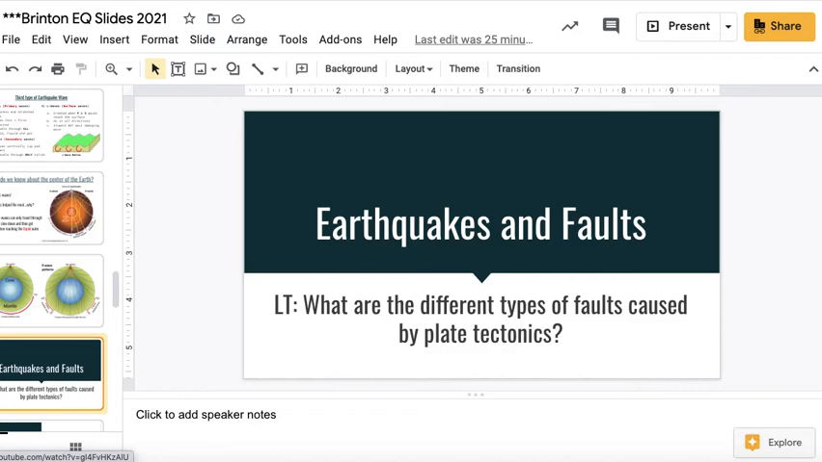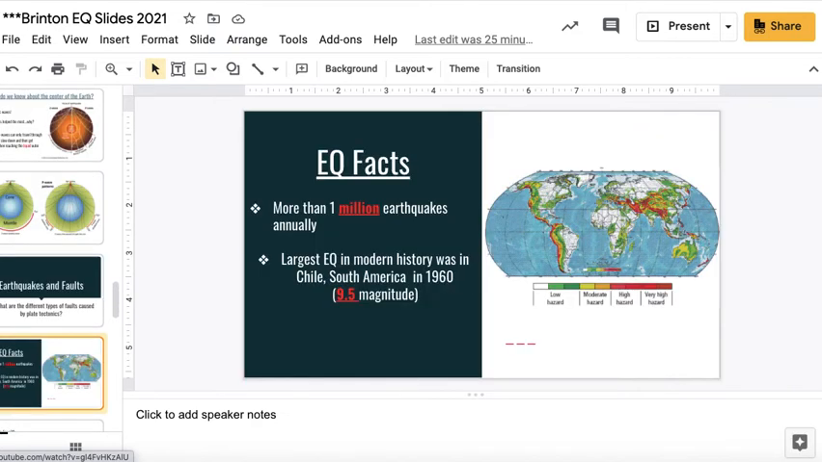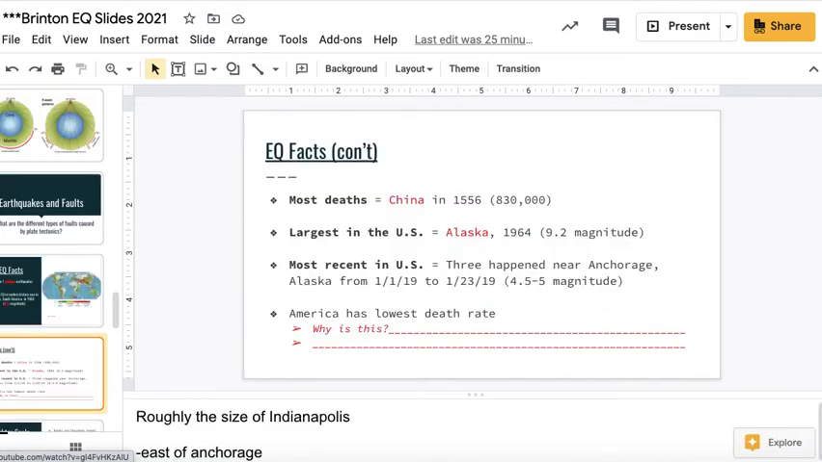Earthquakes and faults. What are the different types of faults that are caused by the plate tectonics? So, there are more than 1 million earthquakes annually. The largest earthquake in modern history was in Chile, South America in 1960. It had a magnitude of 9.5 on the Richter scale.